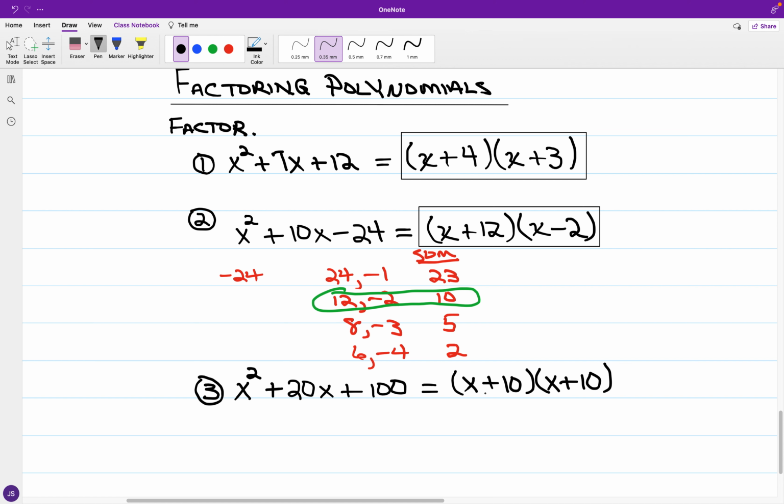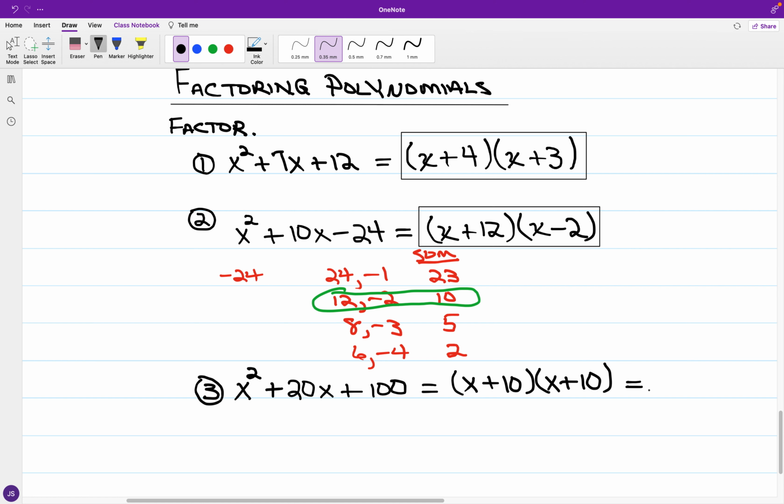And you can always double check. X times x is x squared. Outside product, x times 10 becomes 10x. Inside product, we have another 10x, and combining we have 20x. And the last product is 100. And notice we have repetition of x plus 10.